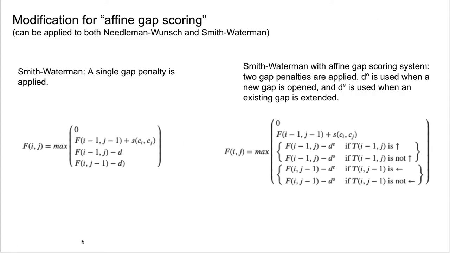Okay, the other modification that I wanted to make is a modification that's used for what's known as affine gap scoring. This can be applied either to Needleman-Wunsch or to Smith-Waterman. I'm going to look at some examples here that are based on Smith-Waterman, but these modifications can also be applied to the scoring functions for Needleman-Wunsch. This is the scoring scheme that we just looked at, and what you should notice is that there's a single gap penalty that is applied. That is this value D that we used when we were computing those bottom two cells.